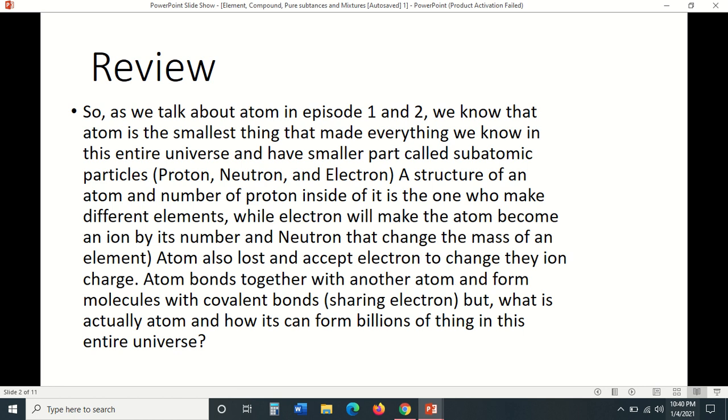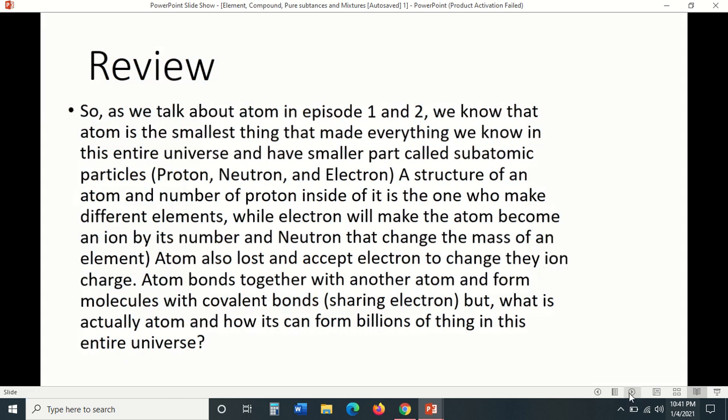If there are more neutrons, the atom will form a heavier version, a higher mass level of an element. This is called an isotope. And then atoms also lose and accept electrons to change their ion charge. Atoms bond together with other atoms and form molecules with covalent bonds, or sharing electrons. But what is it about atoms that can form billions of things in the entire universe?